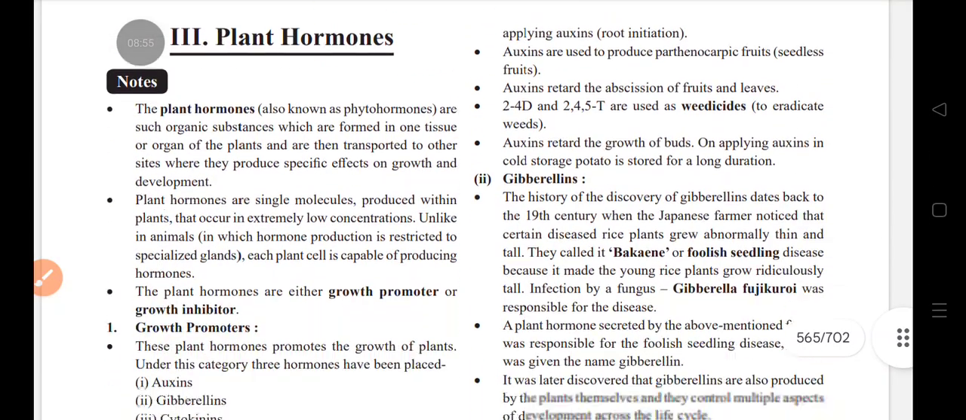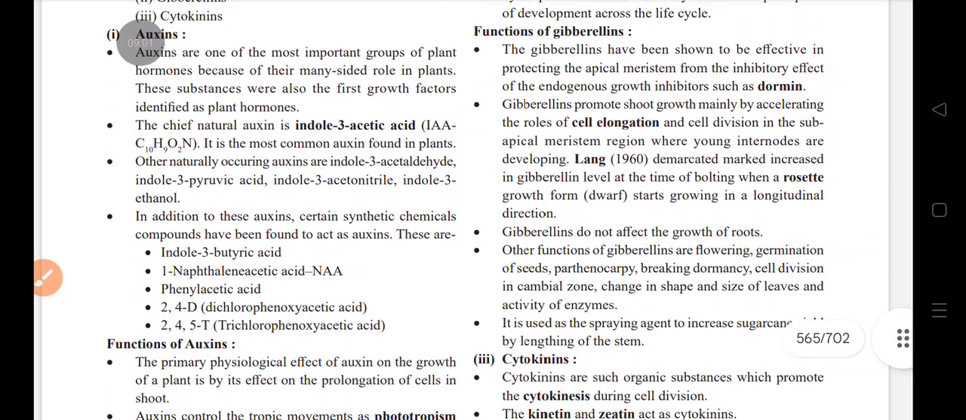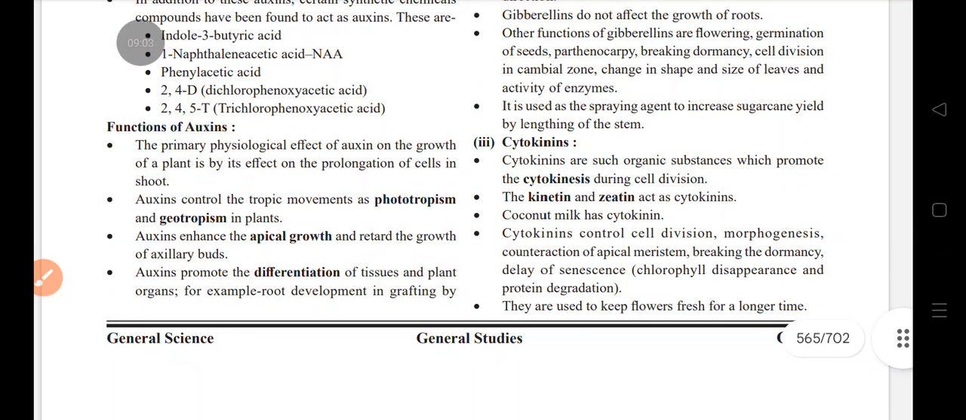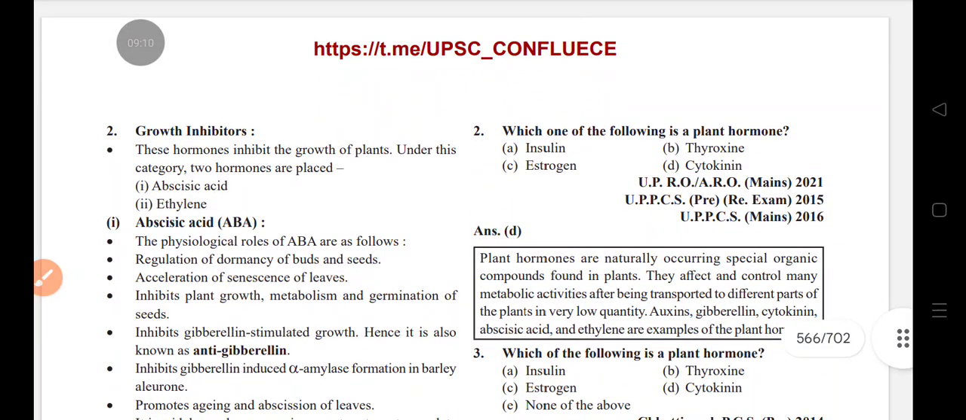Plant hormones. Growth promoters: auxin, gibberellin, cytokinin. Growth inhibitor: abscisic acid or ethylene.